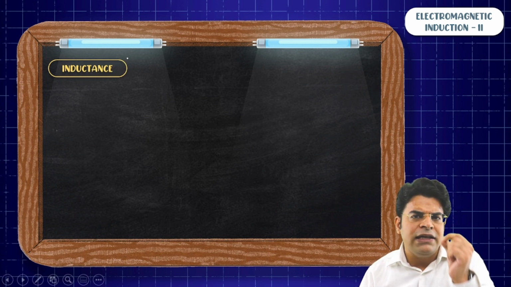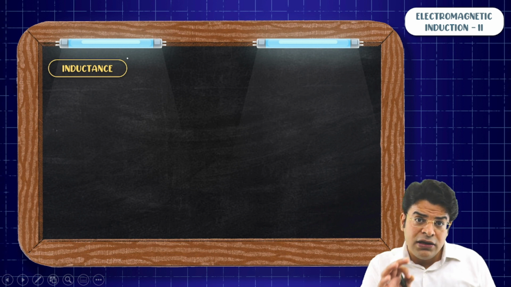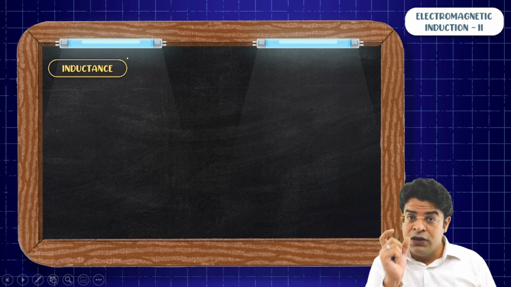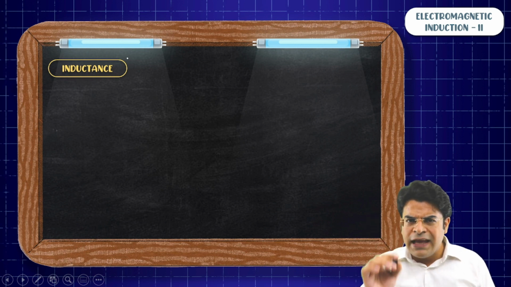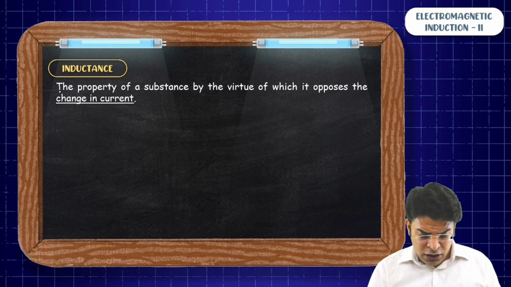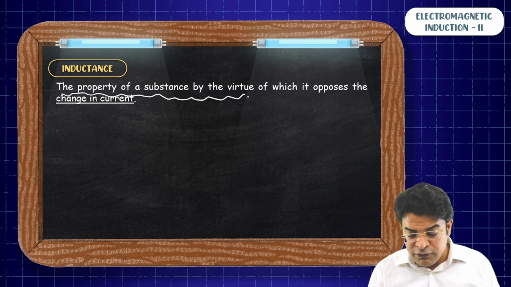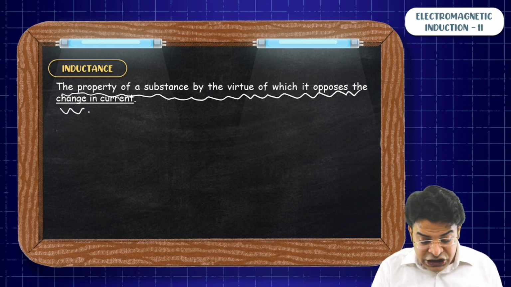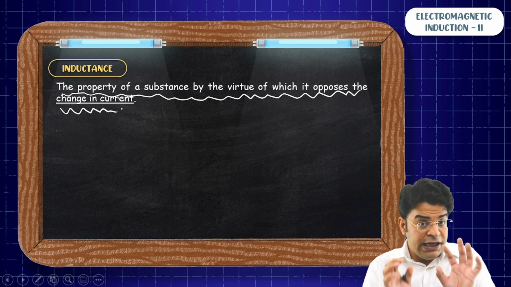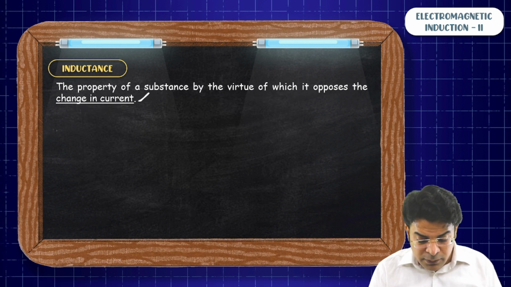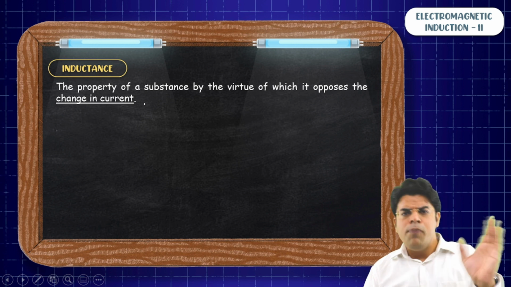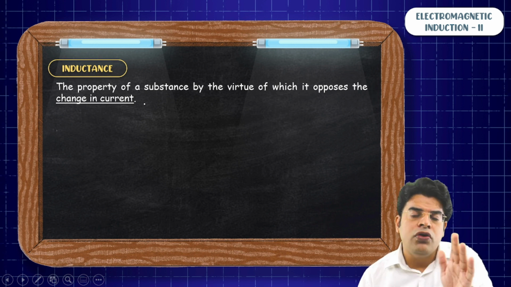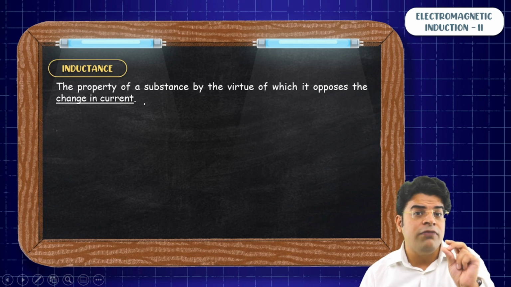Now let's move on and understand inductance. What exactly is inductance? Here the definition plays the most crucial role. Understand the definition of inductance and this hour will be super simple. So what exactly is inductance? The property of a substance by virtue of which it opposes the change in current. Inductance is the property of a substance by virtue of which it opposes the change in current. An inductor has no problem with how much current is flowing through it. It has a problem with the change in current.